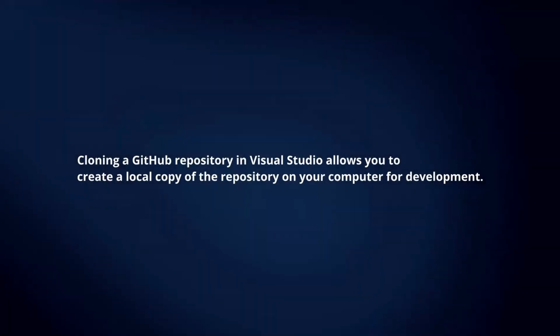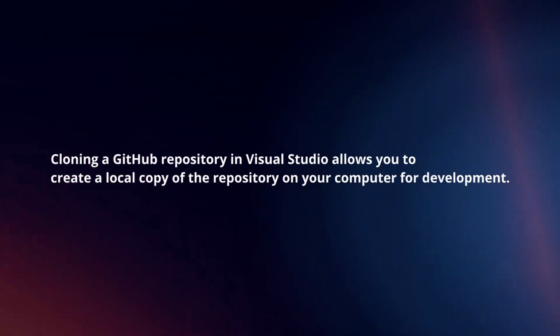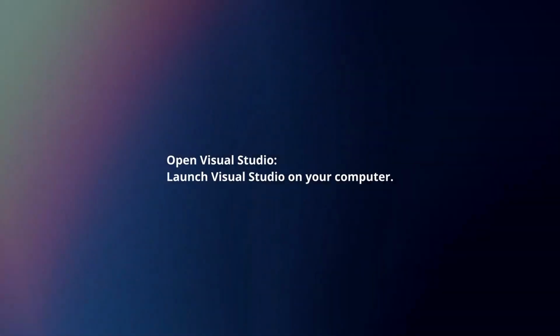Cloning a GitHub repository in Visual Studio allows you to create a local copy of the repository on your computer for development. Here's how to do it. Open Visual Studio. Launch Visual Studio on your computer.